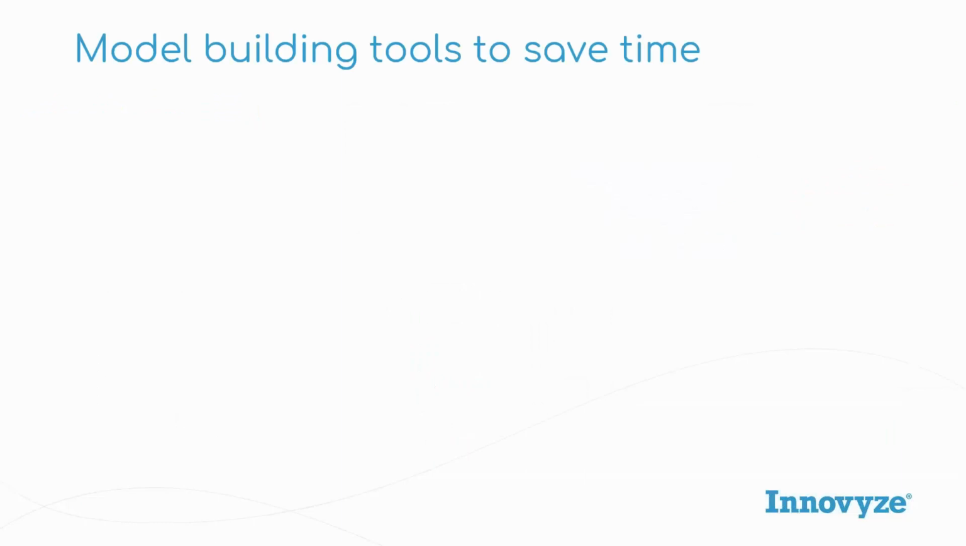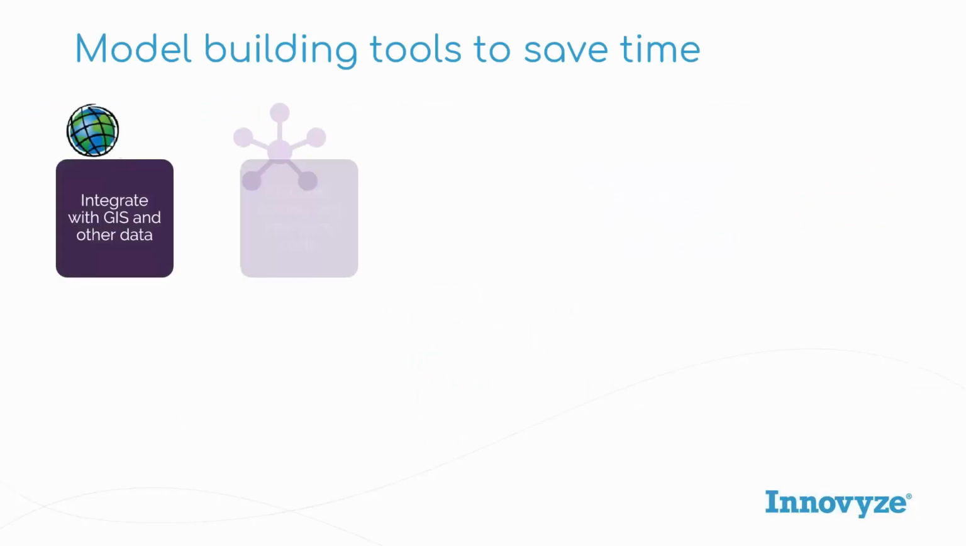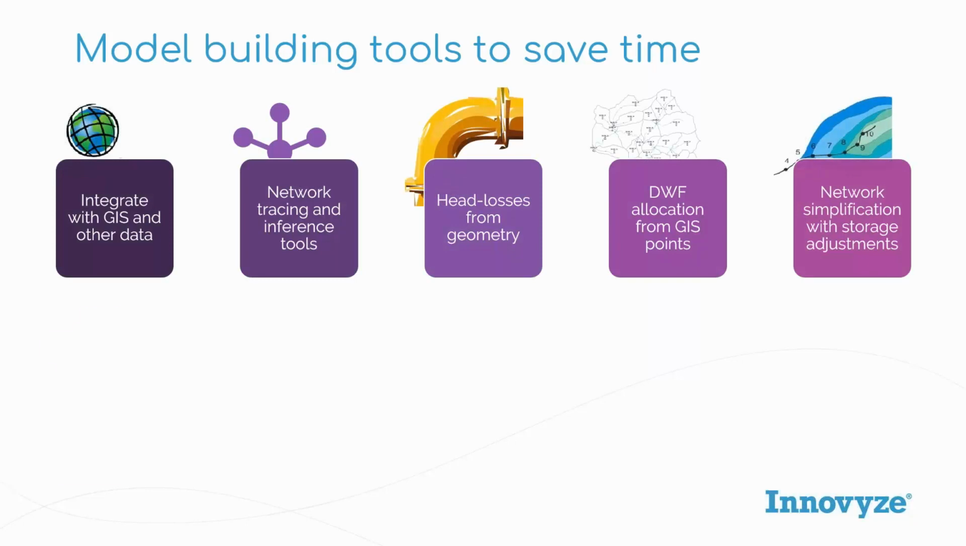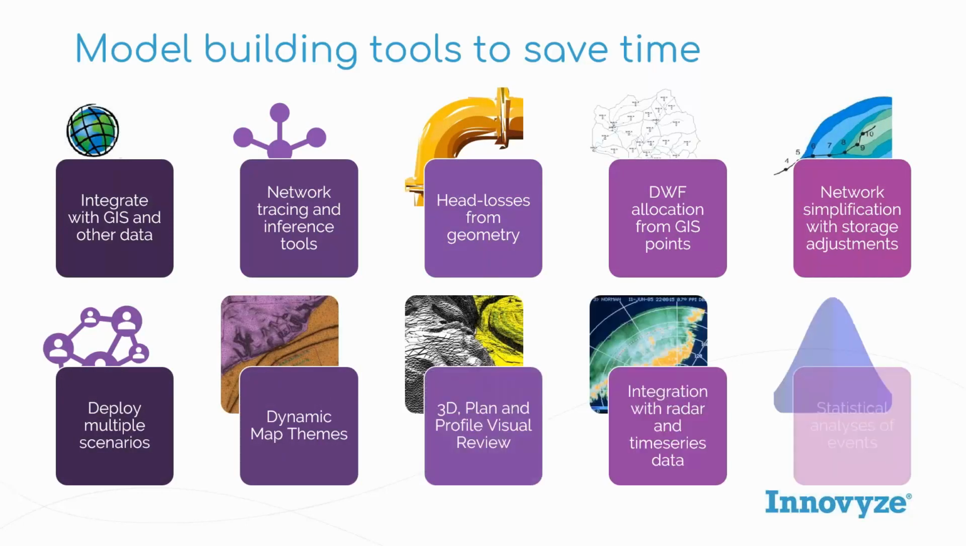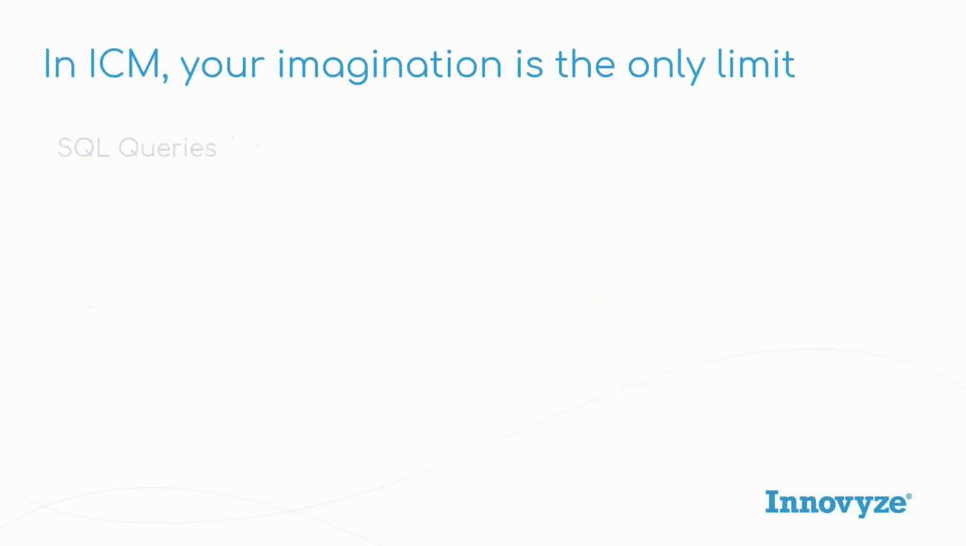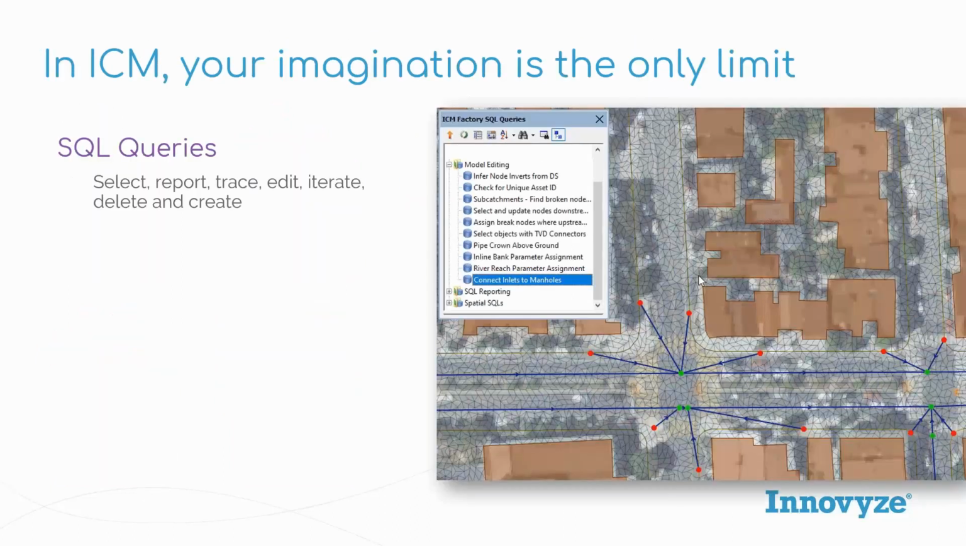So there's lots, as I say, it's 40 years of development. There's lots of built-in tools within the model, within the software to help you build the models more quickly. We integrate with GIS, other data systems. We have tools to automatically calculate head losses, inferred data, just some of the examples on screen there. So really, in ICM, imagination is the only limit.